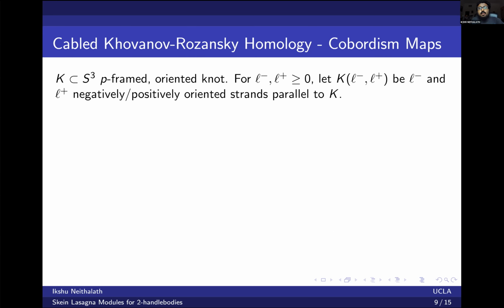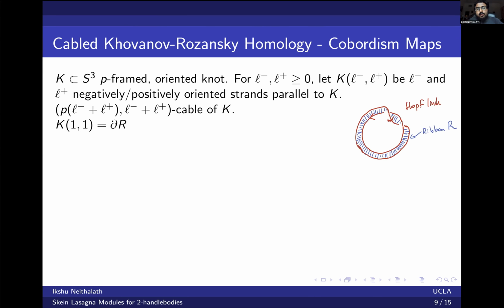And to fix the notation, given two non-negative integers, L minus and L plus, I'm going to let K of L minus comma L plus be the link that you get by taking L minus negatively oriented strands parallel to the knot and L plus positively oriented strands parallel to the knot. This is what people usually call a cable of the knot, but I'm also being careful to tell you what orientations I want on the various strands. And that's the use of this notation.